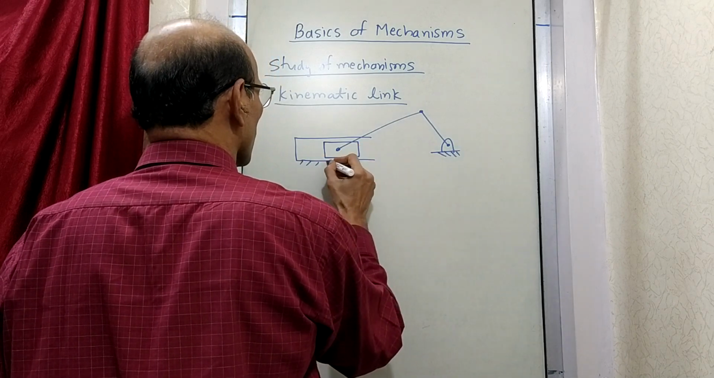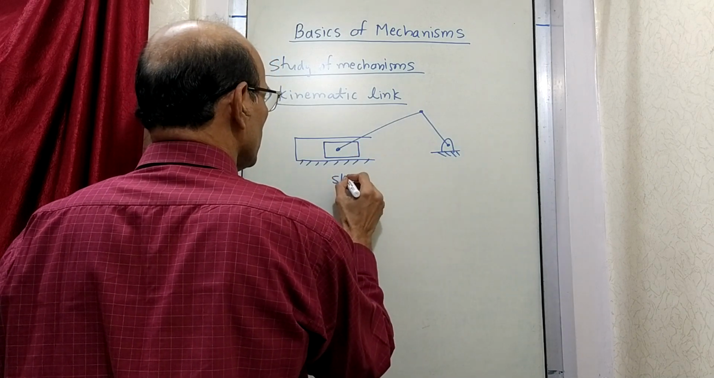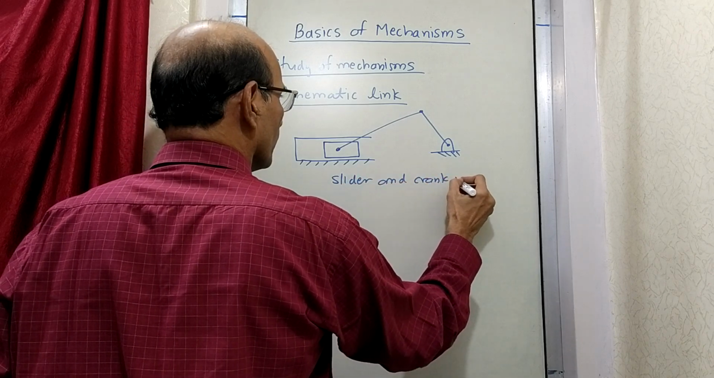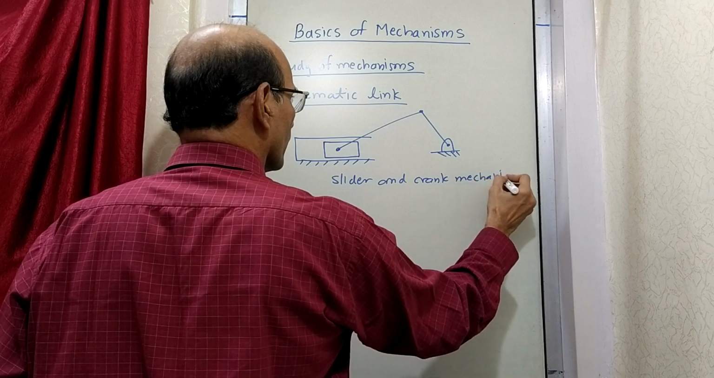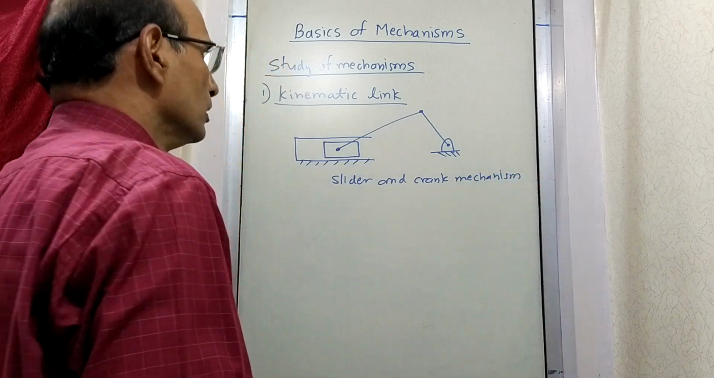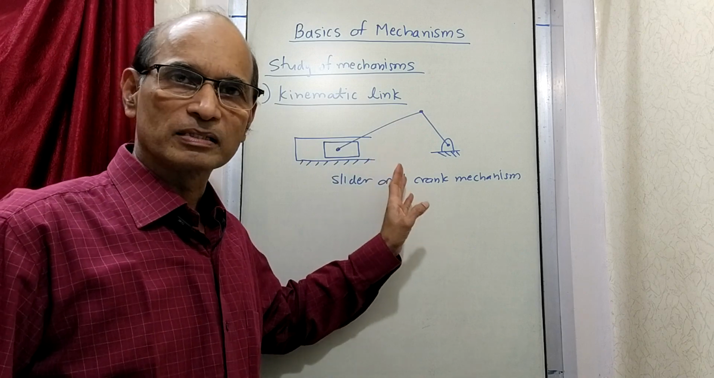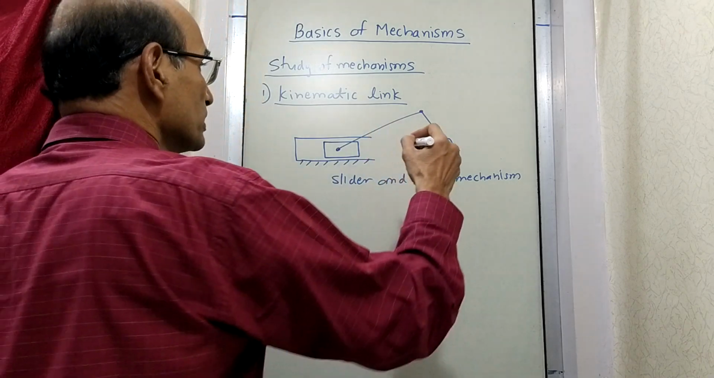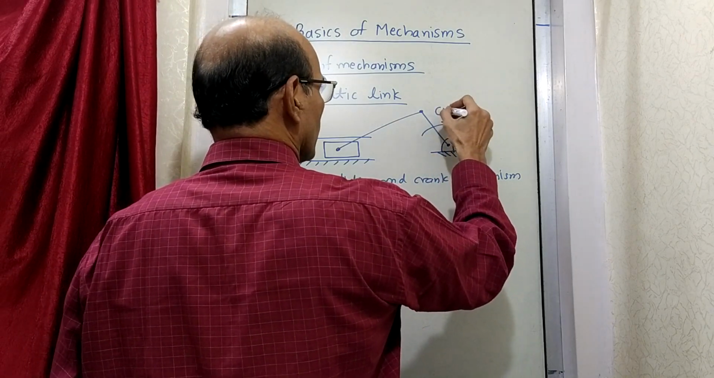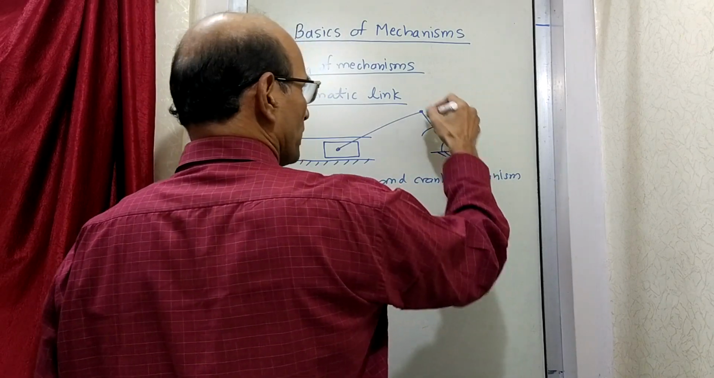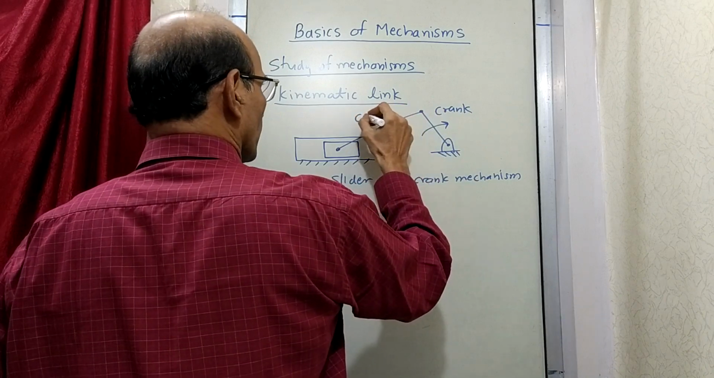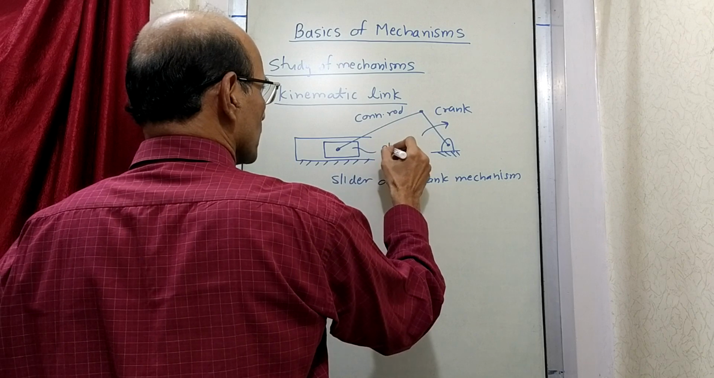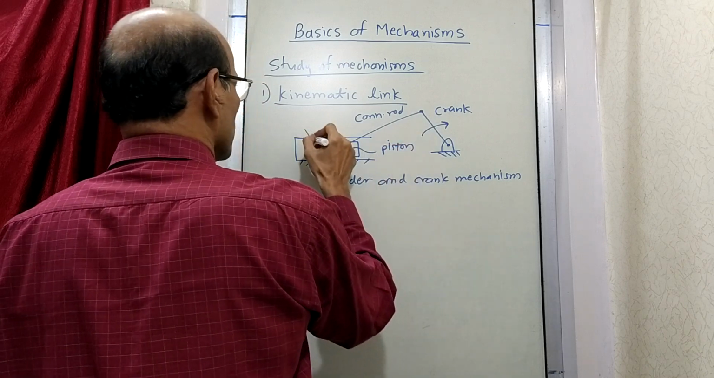This is a representation of a slider and crank mechanism, which all of you must have seen somewhere. So in this, this part is called the crank. This is the connecting rod. This is the piston, and this is the cylinder.